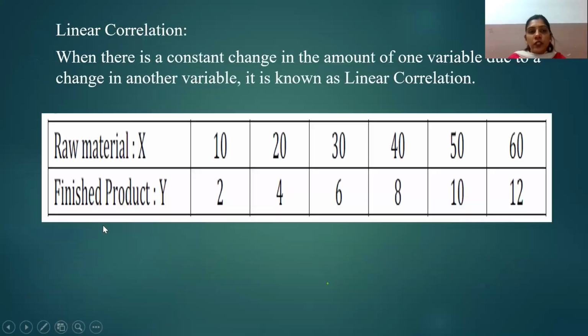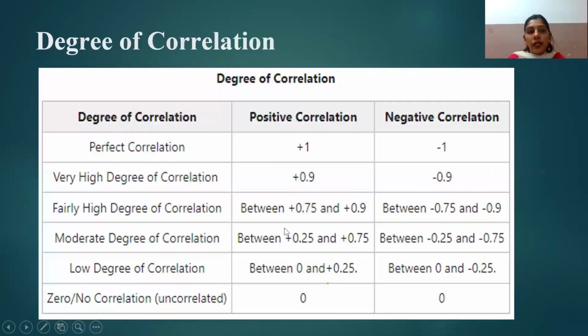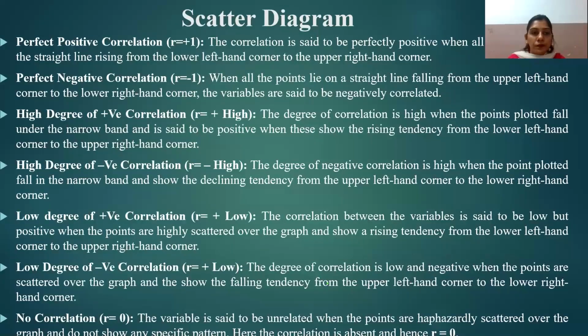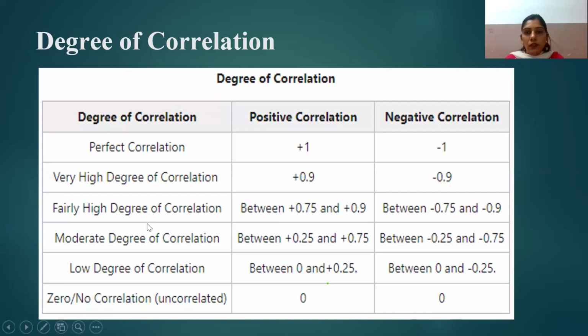Positive and negative correlation, linear, non-linear, simple, partial, and multiple correlation. And the degree of correlation. There are many degrees of correlation. The important degrees of correlation are perfect correlation, zero correlation, and limited degree of correlation.